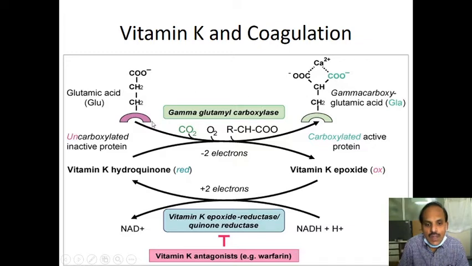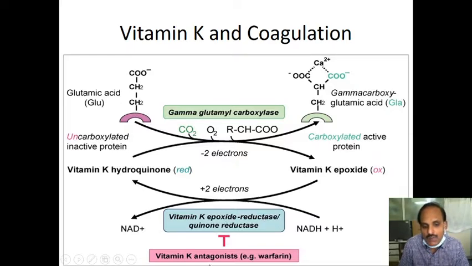So this is how activation of inactive factors 2, 7, 9, 10 happens. But if you carefully look at this, each time a glutamic acid residue of factor 2, 7, 9, 10 becomes carboxylated, hydroquinone becomes epoxide form. Vitamin K hydroquinone becomes vitamin K epoxide, that is, reduced vitamin K becomes oxidized vitamin K. To restore the vitamin K in the reduced form, vitamin K epoxide should continuously become vitamin K hydroquinone, and this process of vitamin K epoxide becoming hydroquinone cyclically is ensured by the activity of vitamin K oxidoreductase.